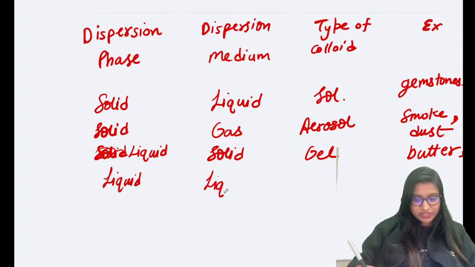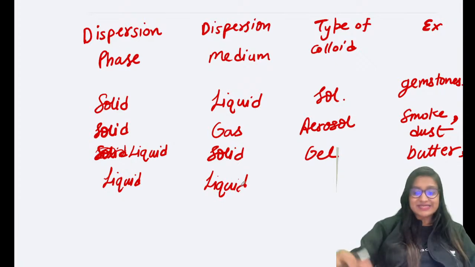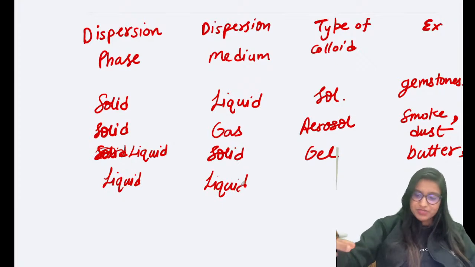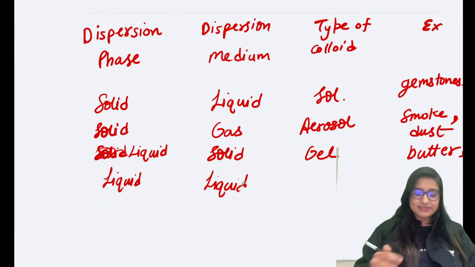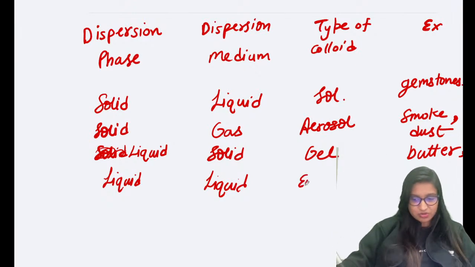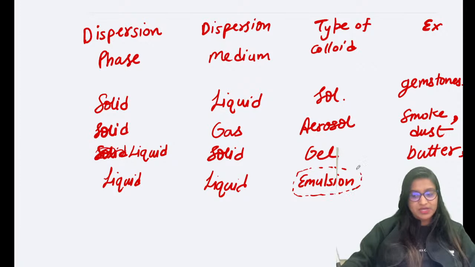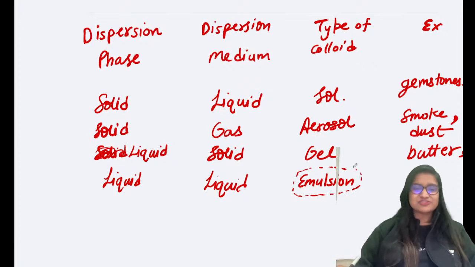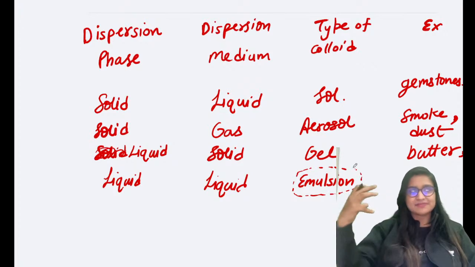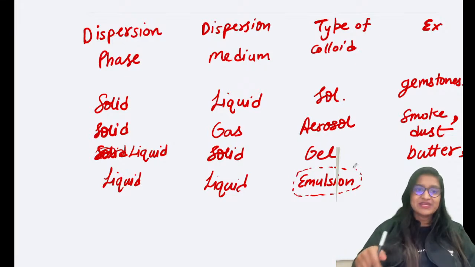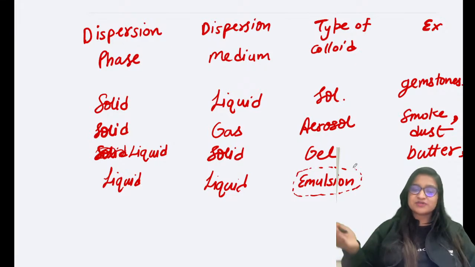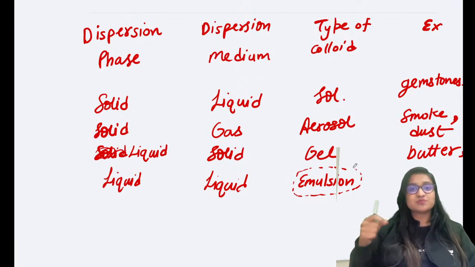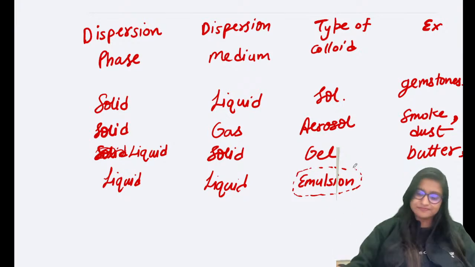Liquid in liquid you can take. In that case, the type of colloid which is formed is called an emulsion. We will separately discuss emulsions. This is very important: liquid and liquid. We will discuss some properties of emulsions, okay? That is, your dispersed phase as well as your dispersion medium is liquid. It is called an emulsion, okay?